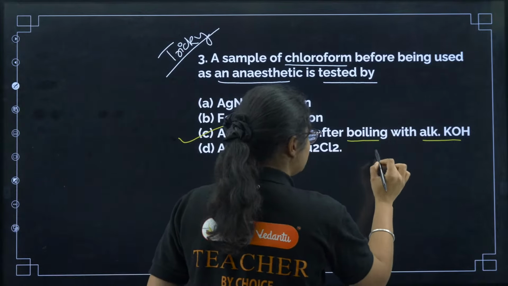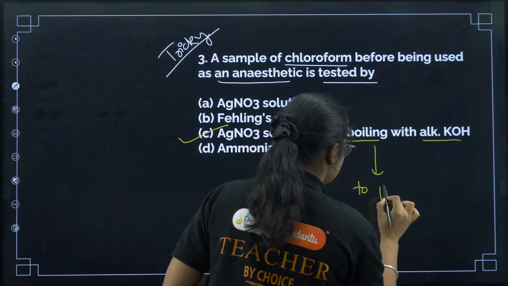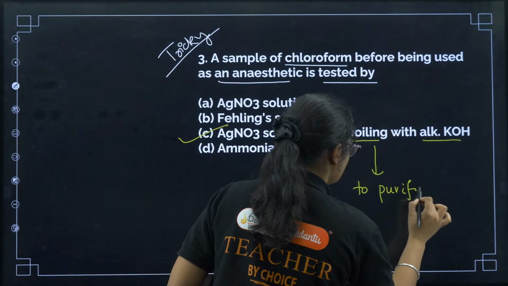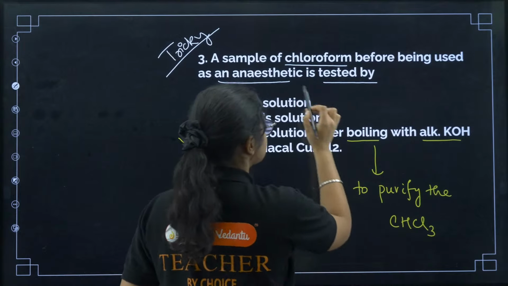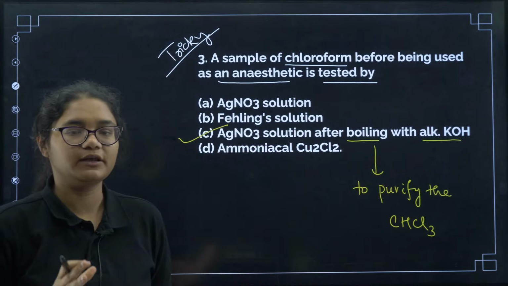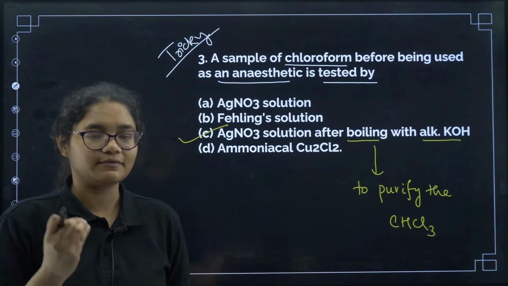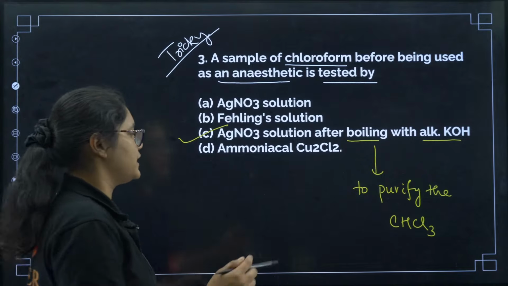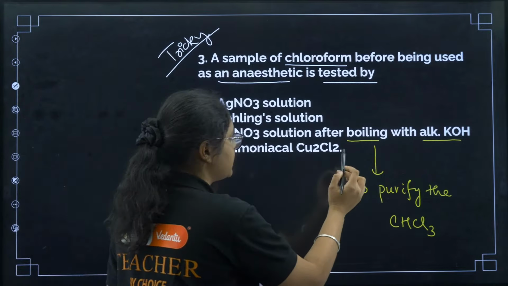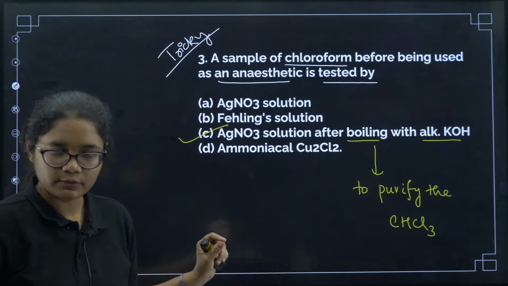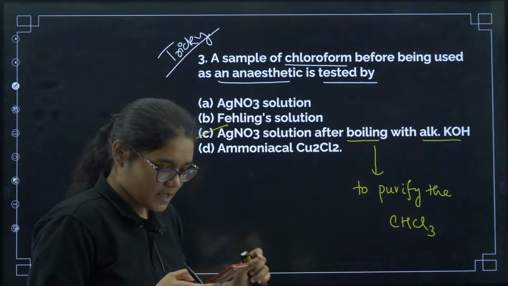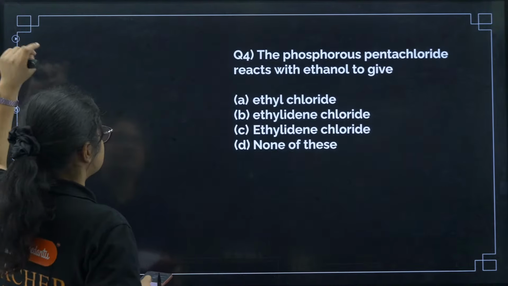This process is done to purify the chloroform, because it is used as an anesthetic, so it must be in a pure form. To test whether it is pure or not, we do the reaction with AgNO3 solution after boiling it with alcoholic KOH. This was an important question, so please mark it. Now let's go to the next question, number 4.